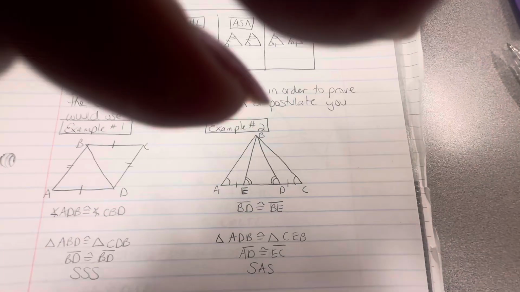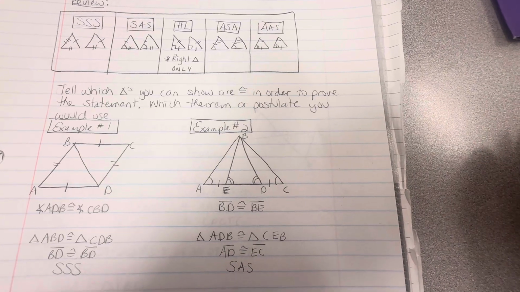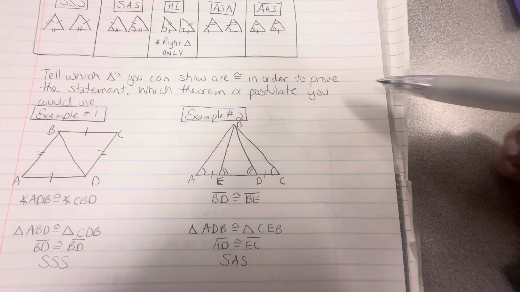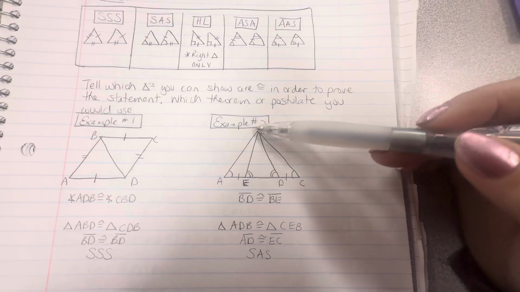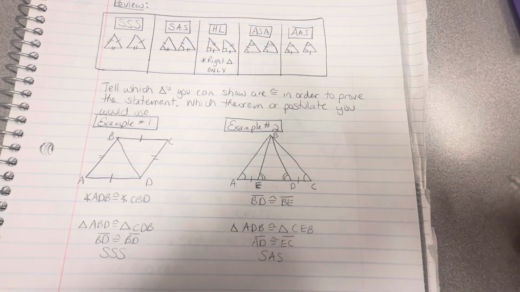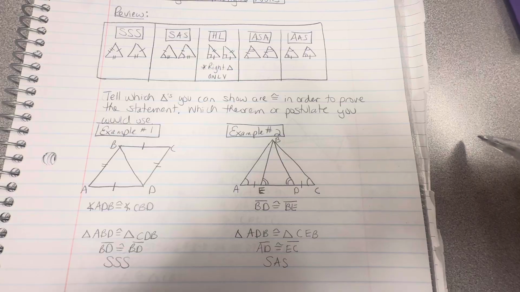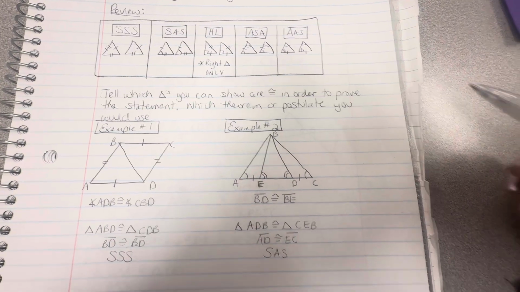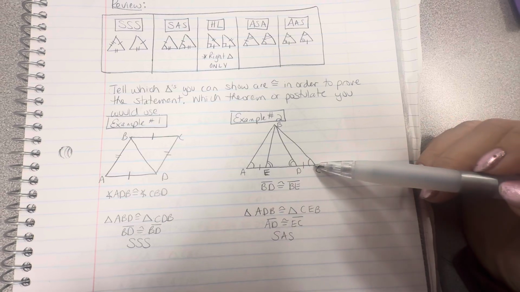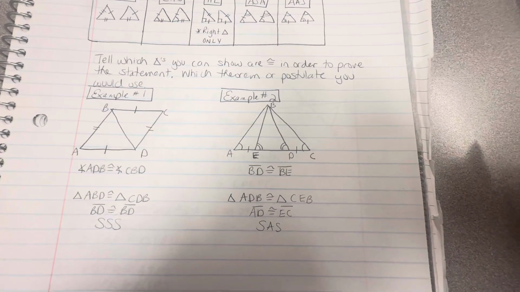Example 2, similar idea. We need to figure out which 2 triangles we need to show are congruent in order to show that BD and BE are congruent, which is right here and right here. So in order to show those 2 are congruent, I'm going to concentrate on ADB and CEB. So ADB is this triangle, and CBE is this triangle. So there is an overlap. Be careful, there's lots going on in this picture.